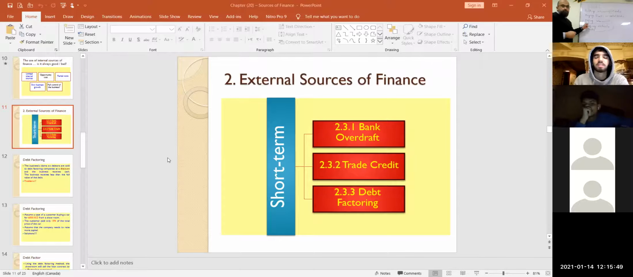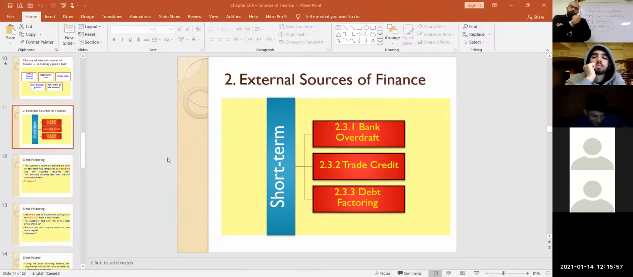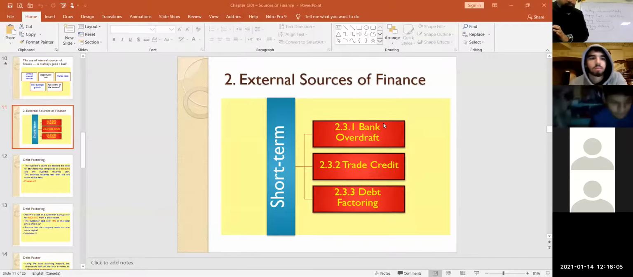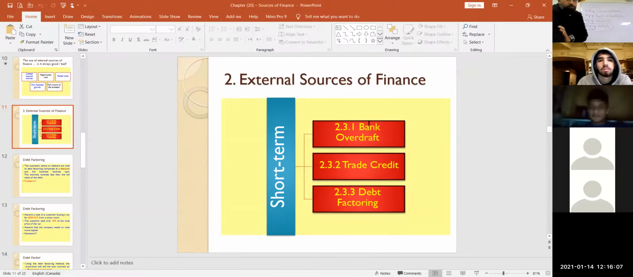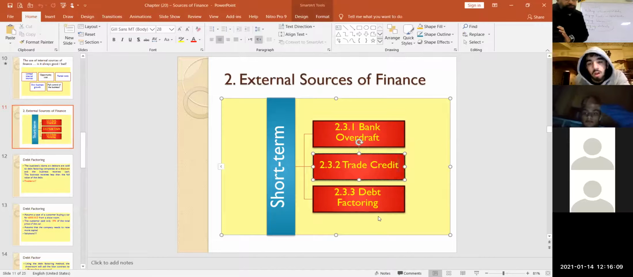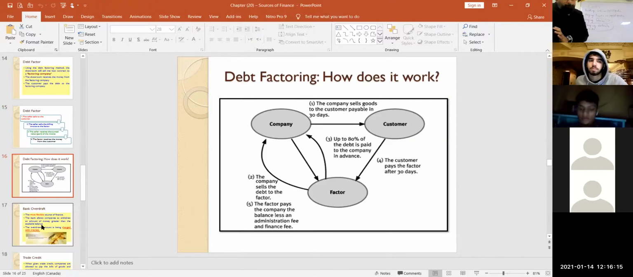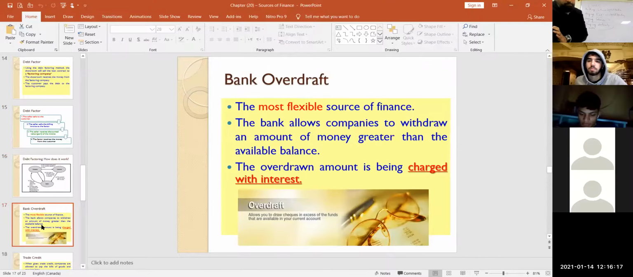Thank you. So let's assume that we want to pay salaries, but we do not have enough cash. So in this case, we have to use one of these short-term sources of finance. Either we take a bank overdraft, we go to trade credit, or debt factoring. Right?